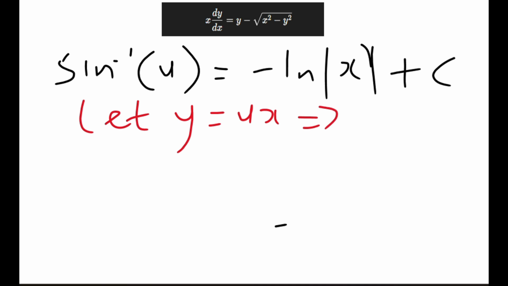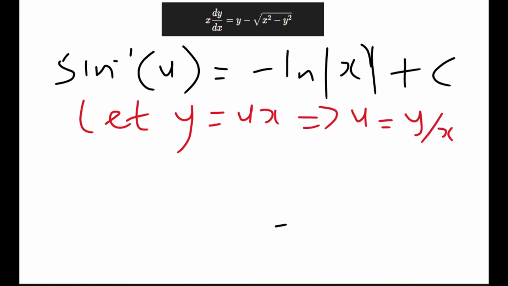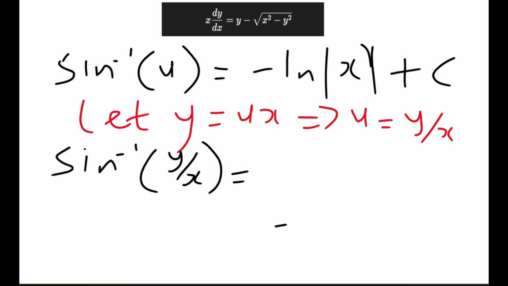So don't forget, we also said that let y be equal to ux, right? Now let's make u the subject. So we can say that u is equal to y over x. Very good. Now let's substitute this into the equation that we have and simplify it further. So sine inverse of y over x is equal to minus ln of x plus our constant, which is the c.